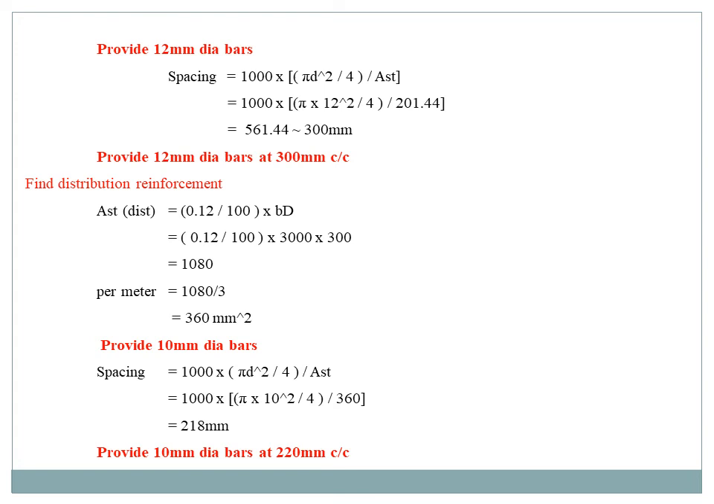Same as the minimum reinforcement, we know this is a constant formula: 0.12 percent into the area of cross section. So 0.12 divided by 100 into 3000 into 300 mm. So Ast is equal to 1080 mm², the same answer. So for per meter it is equal to 360 mm². So provide 10 mm dia bars, the same dia bar, and the spacing is also the same. So assume 220 mm. So provide 10 mm dia bars at 220 mm center to center distance.